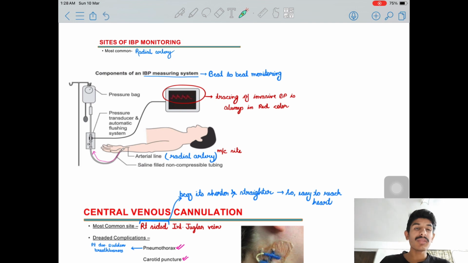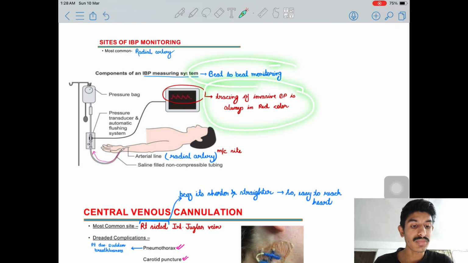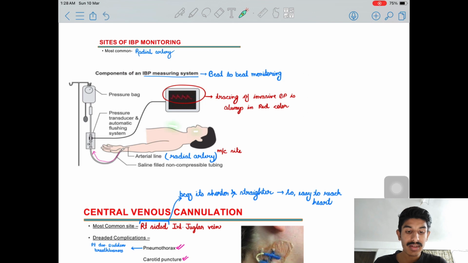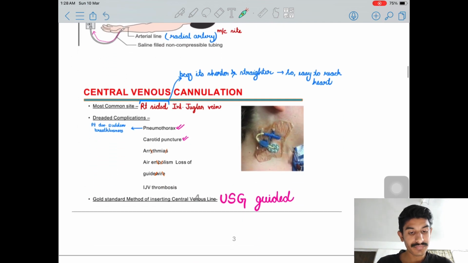So what is the common site where we put the invasive blood pressure line? It is the radial artery. So there will be a line which will be put in your radial artery, and it will give beat to beat monitoring. And always remember, which I told you, in the monitor it is always shown in red color. So as you can see, this is the patient, and this line is put, and we are checking his beat to beat monitoring of the blood.